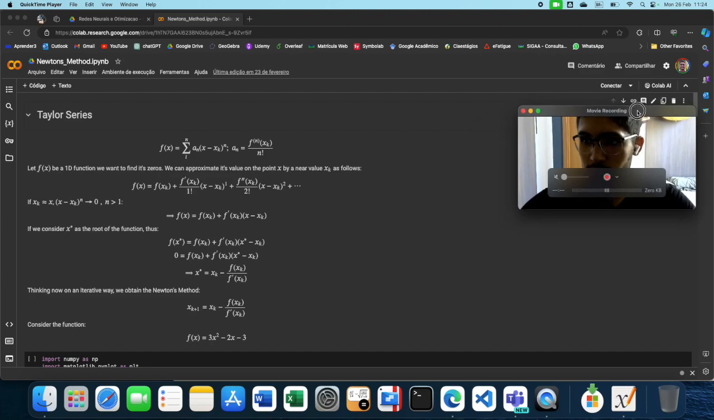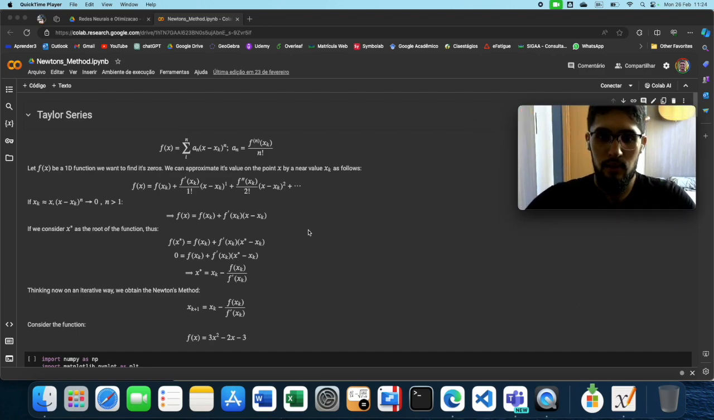This is what I want, my video along with the Taylor series. So how are we going to find, not by hand but with our computers, the roots, the points where the function f equals 0? To do this we use the Taylor series. The Taylor series says that we can approximate a function as a function of its surrounding neighbor points.